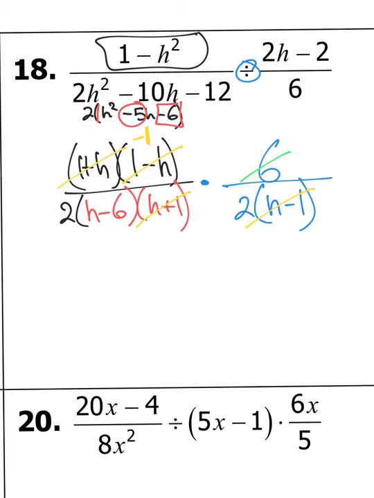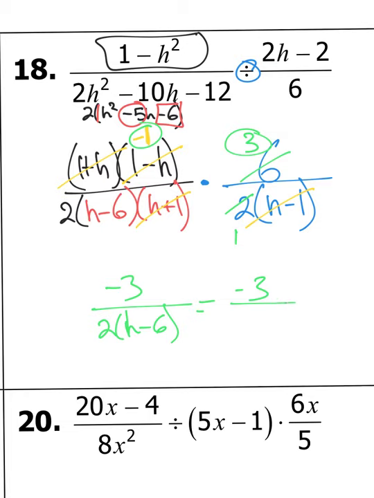And then I have a 6 and a 2 gives me a 3. So up top, I'm left with negative 3, right? Because I'm going to multiply these two. And on the bottom, I have 2 and h minus 6, which just gives me negative 3 over 2h minus 12. You cannot simplify the 3 and the 12. Again, look back at the other videos or hop on one of the Zooms if you're still confused as to why you can't cross out the 3 and the 12.